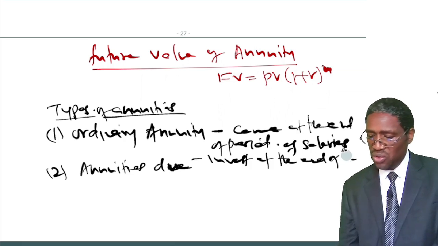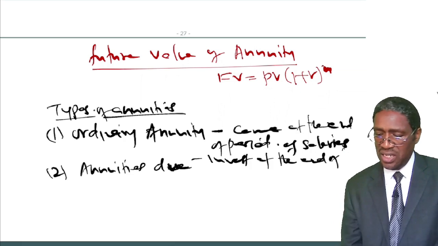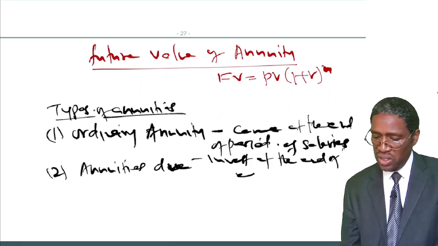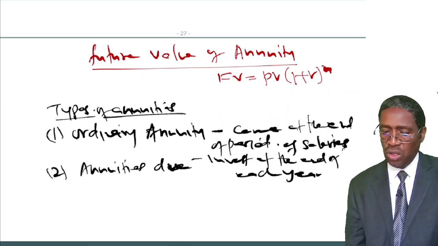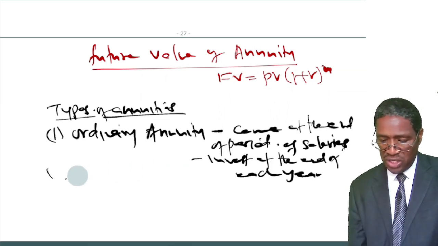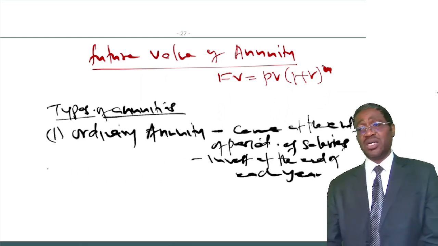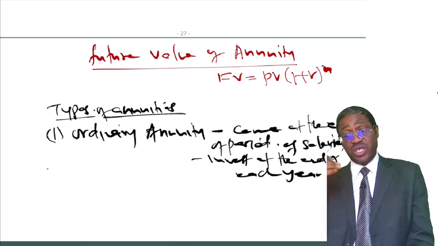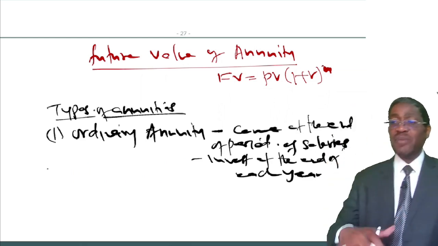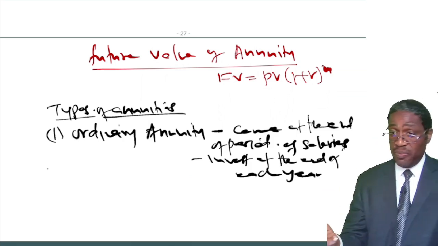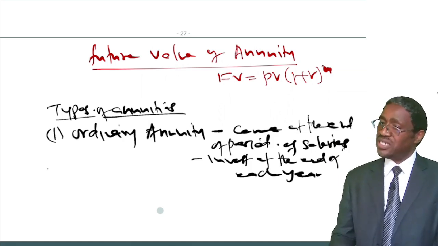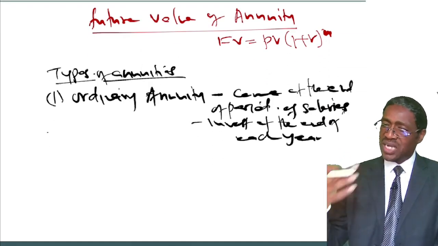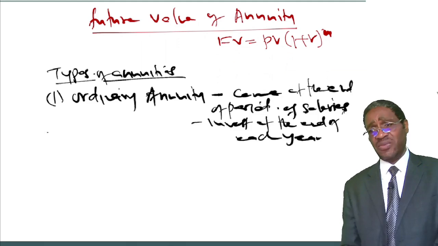You invest your 1 million at the end of each year. That's what we call ordinary annuity. The amount that you are investing at the end of each year, or the payment that you are doing at the end of the period, whichever the period, it could be end of the year, it could be end of the month, doesn't matter. But it is something that comes at the end of a given period.